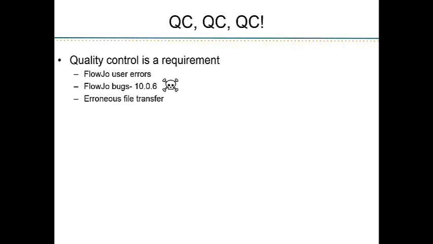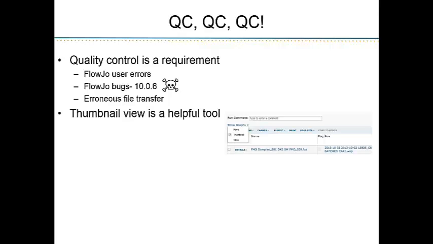Particularly because we have a lot of files, there can be FlowJo user errors. If one person's analyzing, they may have messed up a gate at some point, or if we're trying to automate this file transfer, we can get files that we don't want to transfer over and things like that. And if any of you use FlowJo a lot, you probably know that version 10.0.6 is very buggy, and we had a lot of challenges with that and spent many hours trying to overcome it, but the new version works great.